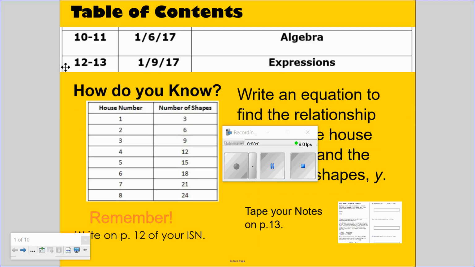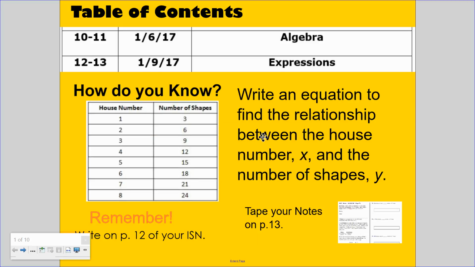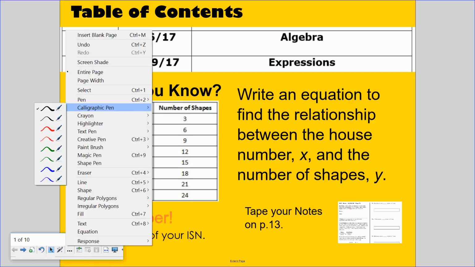This lesson is over how to simplify expressions. So let's look at our number routine. How do you know? Write an equation to find the relationship between the house number x and the number of shapes y. So let me get my calligraphy pen.